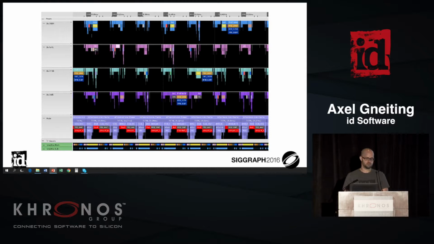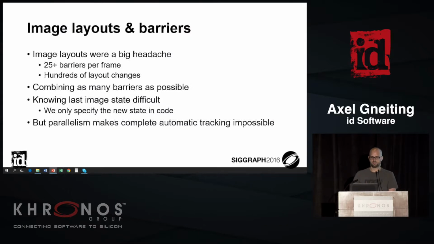As you can see, we have a GPU limited frame here. The first four blocks are the CPU. So I'm showing 4 of 8 cores here. And as you can see, they're basically 100% busy while they were filling command buffers. So we're very happy with this result. For image layouts and barriers, our engine actually has quite a lot of them because we do a lot of post-processing and stuff.